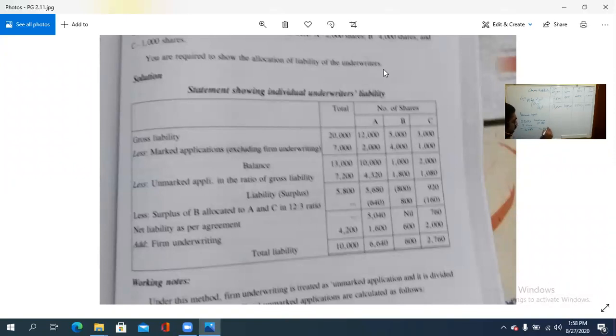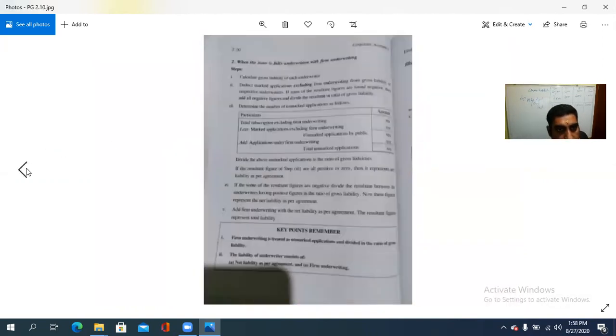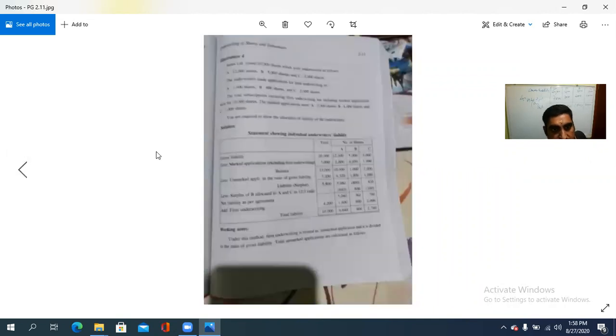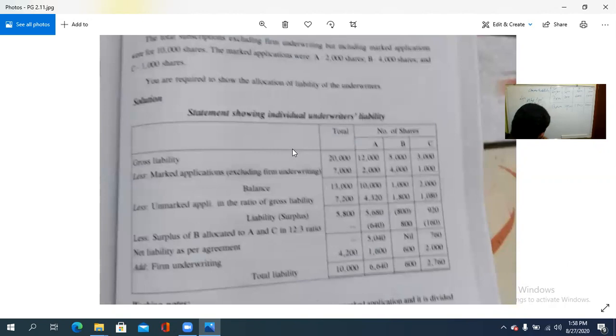Okay. Along with that, those are for firm underwriting, that is to be added. 4,200 is the firm underwriting. So that is what we need to remember here. Let me write it down and show. How is it? That is the unmarked application, how much? We are checking that. So how is it to be?